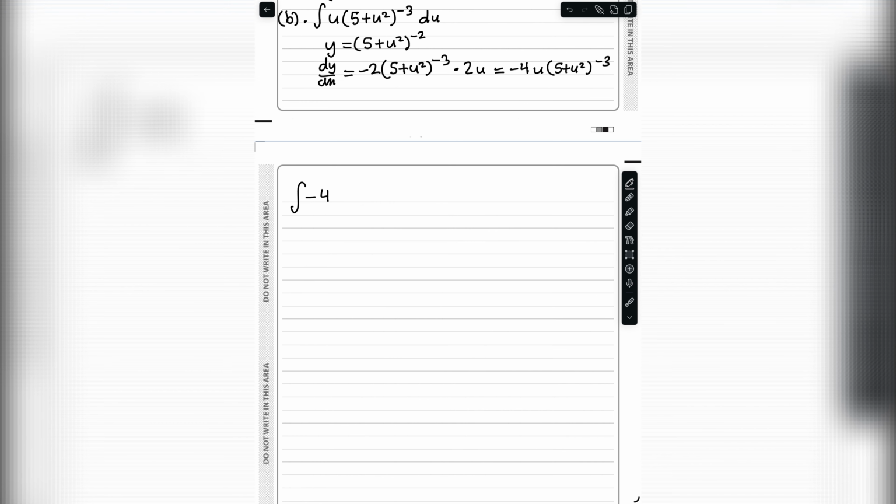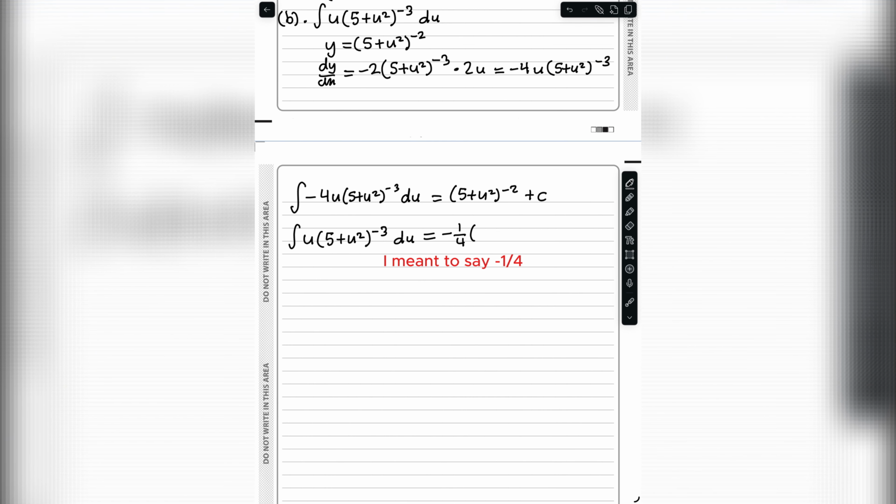So this simplifies to minus 4u times 5 plus u squared to the power of minus 3. So when we integrate minus 4u times 5 plus u squared to the power of minus 3 with respect to u, that gives us 5 plus u squared to the power of minus 2 plus c. And given as we need to integrate this expression, we need to divide this term by minus 4. So our answer is minus 1 over 4 times 5 plus u squared to the power of minus 2 plus c. And using our substitution, the final answer is minus 1 over 4 multiplied by 5 plus tan squared x to the power of minus 2 plus c.